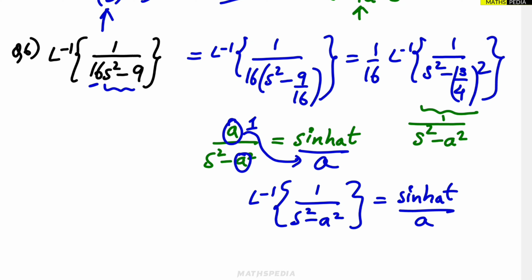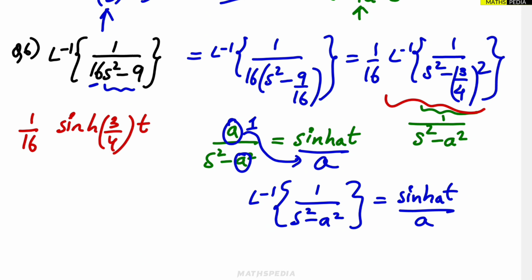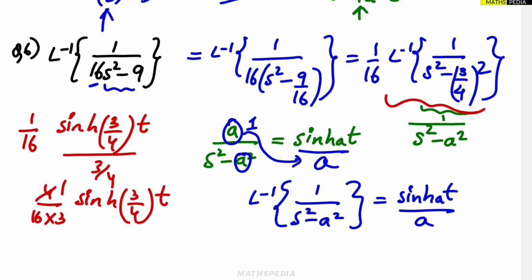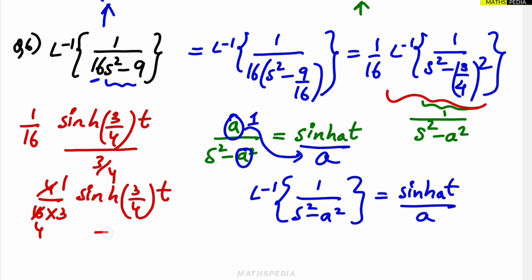So final answer becomes 1 by 16 as it is into Laplace inverse of this entire thing. It will become sine h at formula. What is a here? sine h 3 by 4 t divided by 3 by 4. So this you can rewrite, it will go up. So what will happen? 4 divided by 16 into 3 sine h 3 by 4 t. Now 4 ones are 4, 4 fours are 16, it will become the direct answer. You can write 1 by 12 sine h 3 by 4 t. Done.